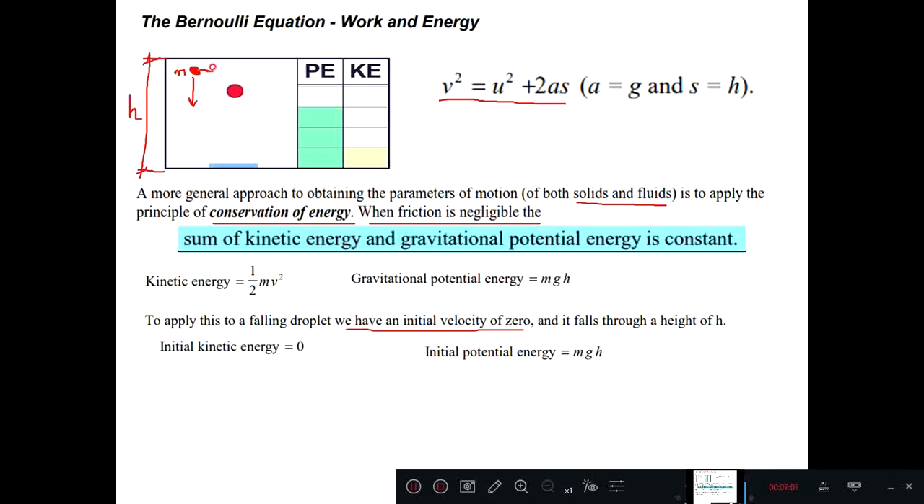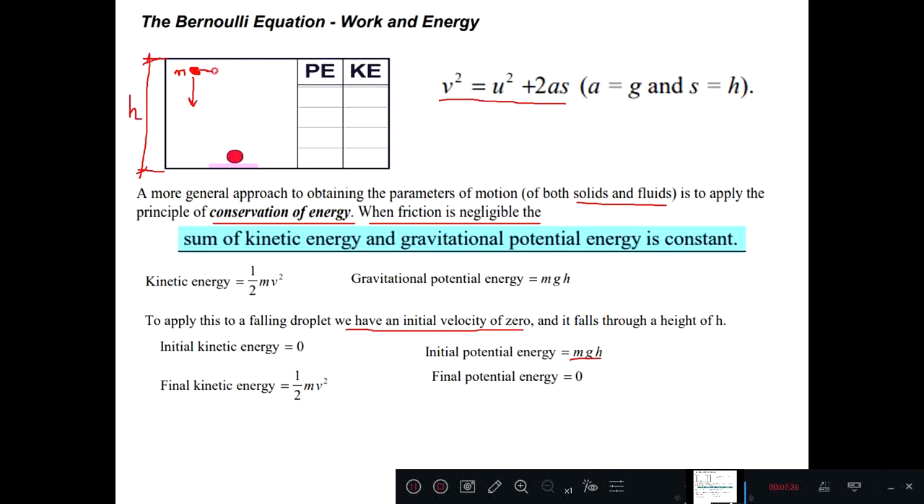It is m into g into h. That is written here, m g h. Then what about the final kinetic energy? The final kinetic energy will be half m v square, since it is falling down and gains kinetic energy because of its motion. And what about the final potential energy? It is 0. At ground level the potential energy is 0.